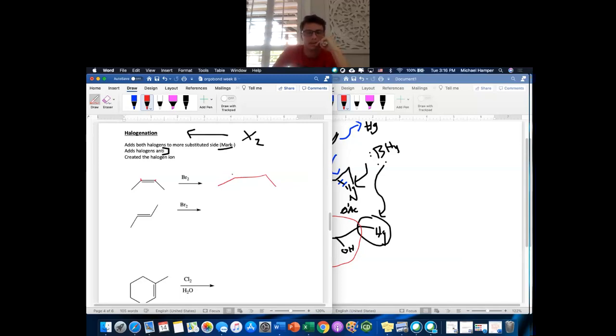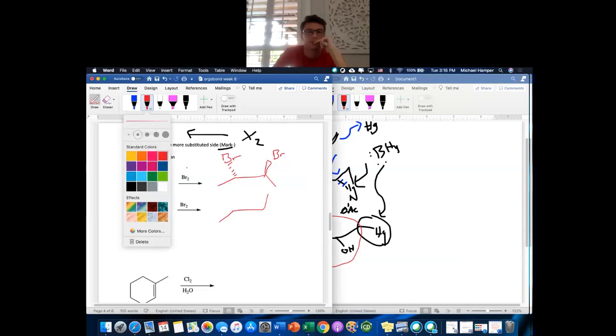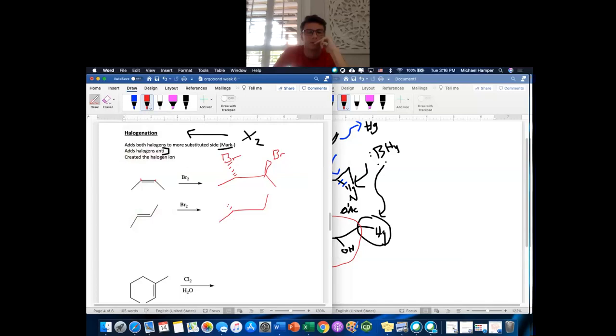So again, the halogens are added in the opposite direction, so you could draw it like this, or vice versa. So hopefully that makes sense. This one, again, it should be intuitive that they're going to be added in the opposite direction, and so you're going to be dealing with one of them being wedged, one of them being dashed, or vice versa, right?